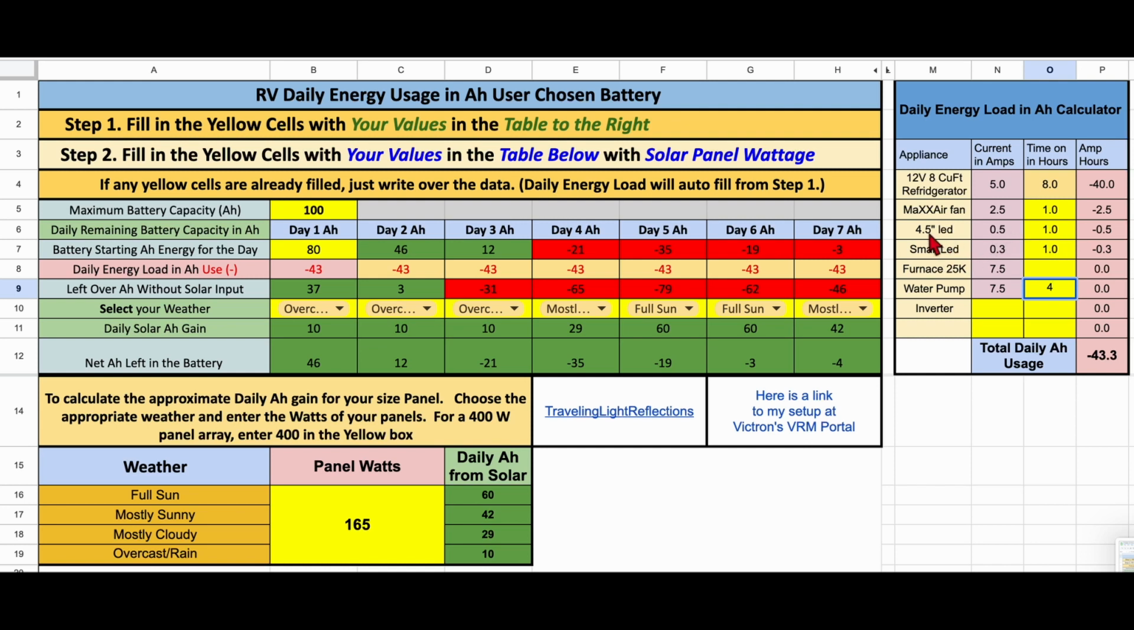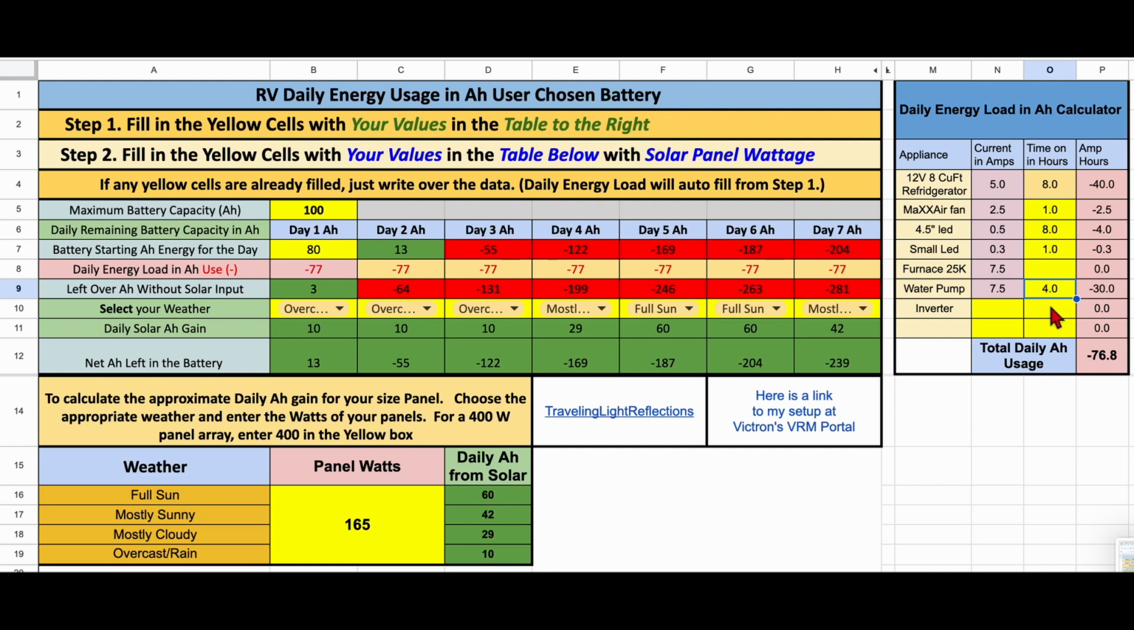These are your circular 4.5-inch LED lights that you have on the ceilings of most modern RVs. That's a 0.5 amp. I'm going to actually raise this up to 8. 8 times in hours for that, and that's because I'm looking at more than one light being on.